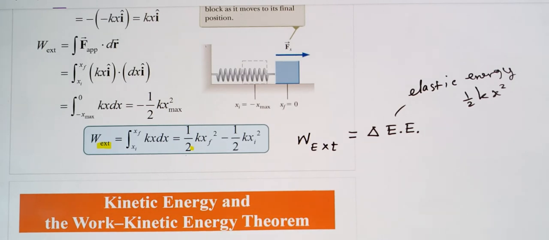Work of the spring and work of the acting force, applied force. Work external is always positive because the force is in the same direction as the displacement. Work done by the spring is always negative relative to the work external because the force is always in the negative direction of the displacement. You do positive work on the spring, it will do negative work.